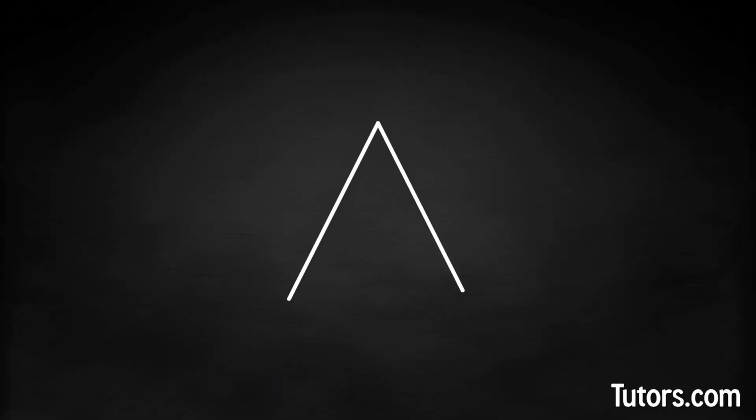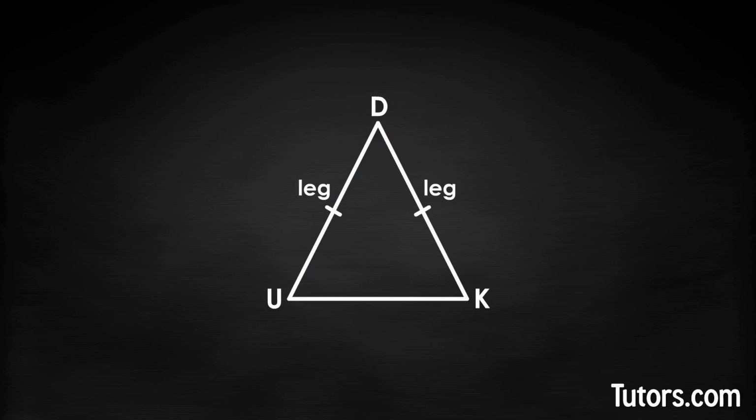Let's begin. Here we have an isosceles triangle, triangle DUK. Hash marks show side DU is congruent to side DK, which is your tip-off that you have an isosceles triangle. If these two sides called legs are equal, then this is an isosceles triangle. Let us use triangle DUK to explore the parts of an isosceles triangle.